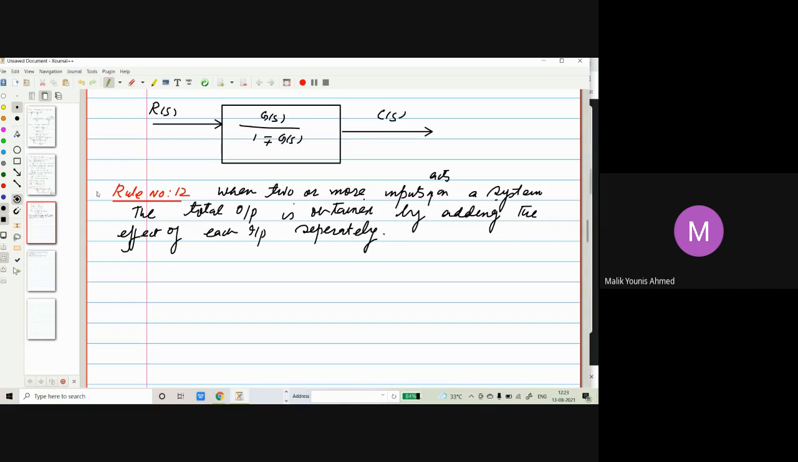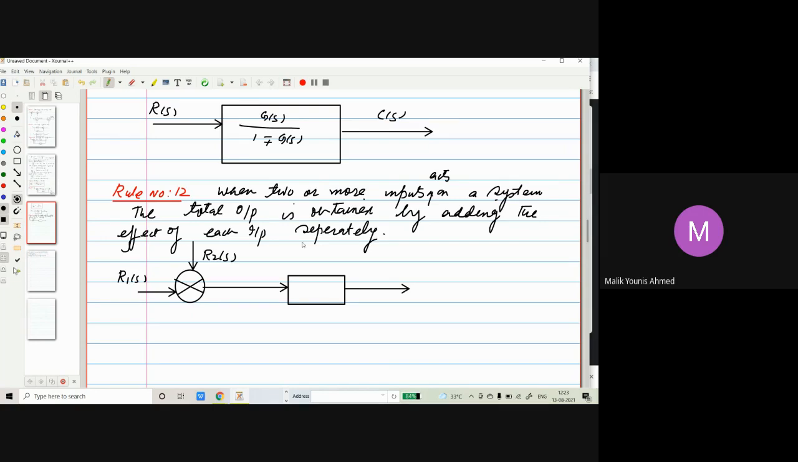Let's see. For example, we have this, a summer, and there is a block. One signal is coming from here, another input is also coming from here, and this is the overall output of the system. Let's say this is R1 of S, this one input, and another is R2 of S. That's what we are saying when two or more inputs act on a system.